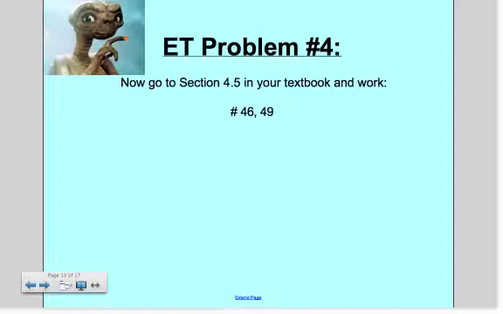All right. Here's another ET problem. Go to section 4.5 and do numbers 46 and 49. Pause the video and come back to us in a few minutes.